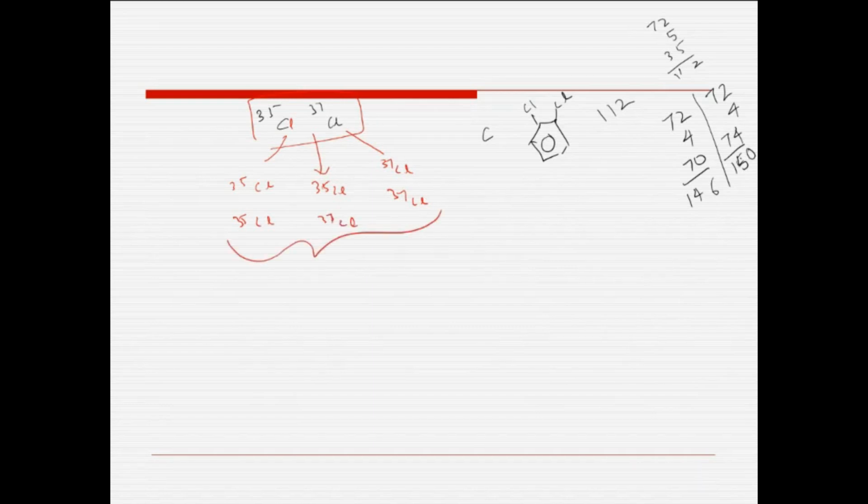So now what will happen if I calculate the molecular mass? Both chlorine 35 will come as 146, both chlorine 37 will be 150, and one chlorine 35 and one chlorine 37 will be 148. So I can have peaks of 146, 148, 150. This is known as the molecular peak, M plus dot peak. This is known as the M plus 2 peak, and this is known as the M plus 4 peak. Now the question asked is, what is the intensity ratio of the three peaks? Could you tell me the intensity ratio of these three peaks?